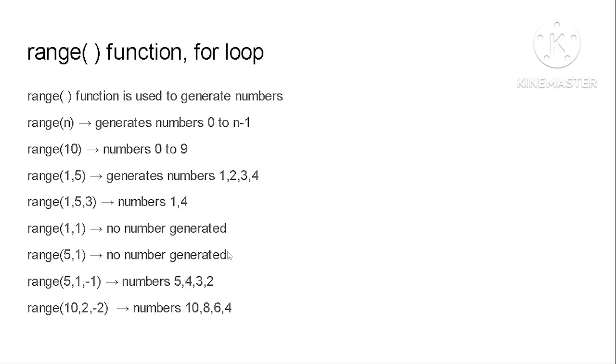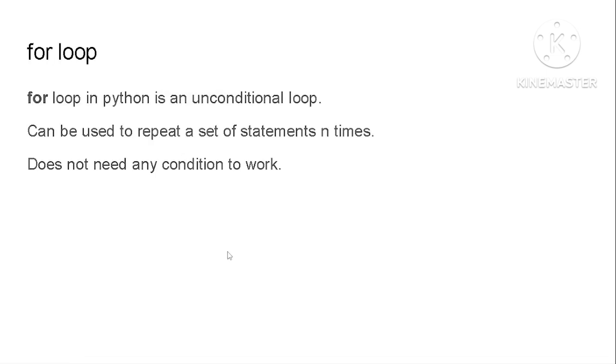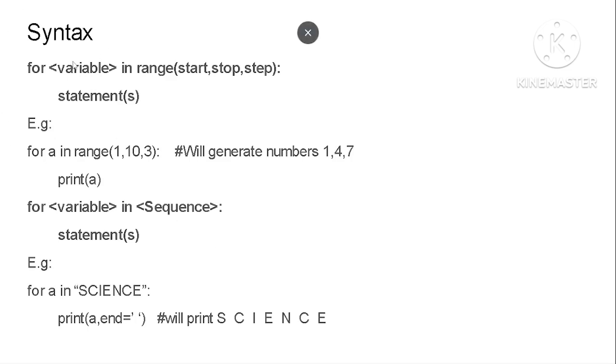Okay. Now let us see how to use this range function in a for loop. A for loop is an unconditional loop. So if you want to repeat a set of statements n number of times without any condition, you can use a for loop. What is the syntax to use a for loop? For a variable, any variable, for x, for a, in range of starting value, stopping value, step value. So for a in range of 1 comma 10 comma 3, print something, print hello, print a. Whatever message or statement you give, that block of statements will get executed. This is one syntax for a for loop.